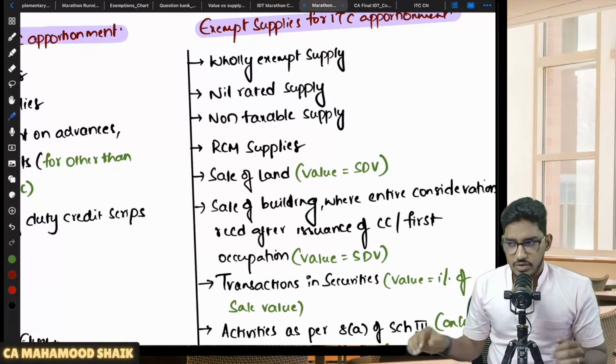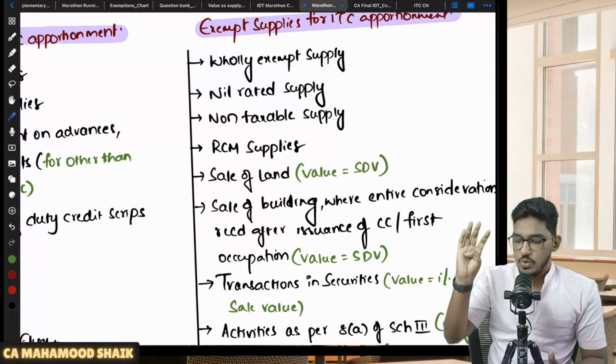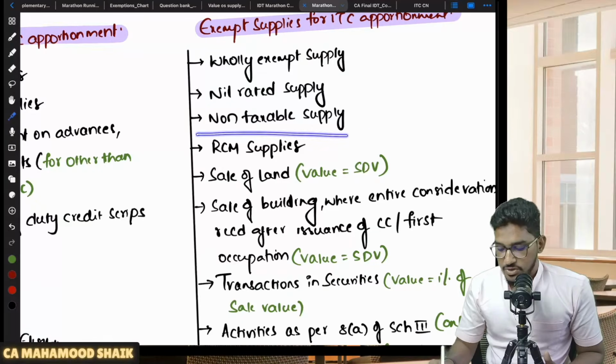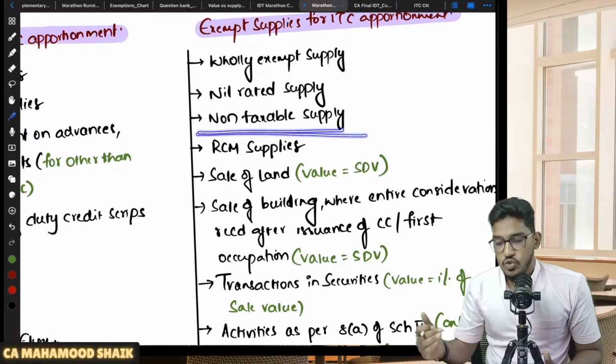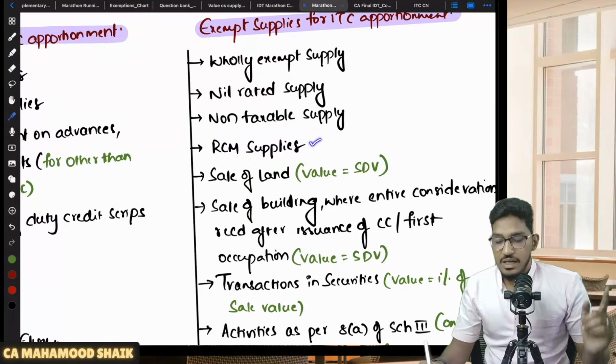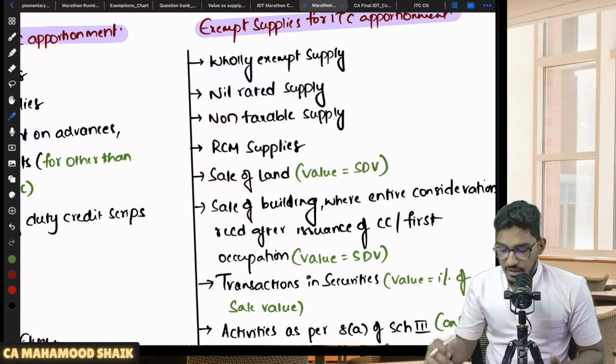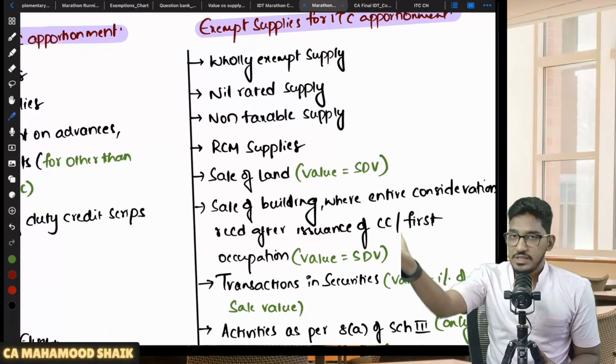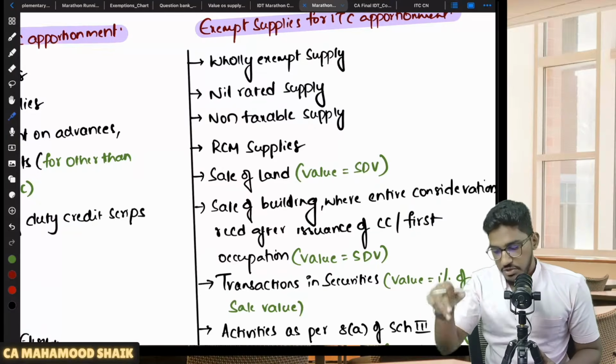This is the usual definition of exempt supply, something which I have told you in the introduction itself. What is the general meaning of the term exempt supply? Wholly exempt supply, nil rated supply, non-taxable supply. But for the purpose of ITC apportionment, they are expanding the scope of exempt supplies. It includes even RCM supplies. Those supplies on which your recipient is liable to pay GST under RCM, that also you include in exempt supplies only.